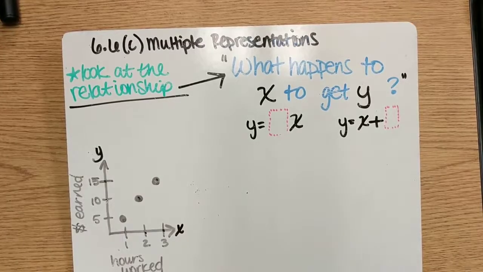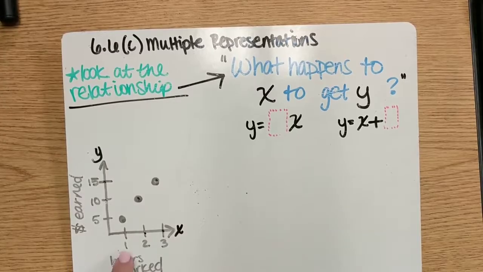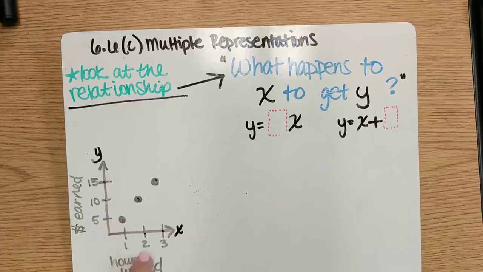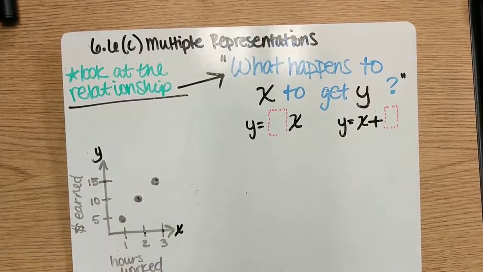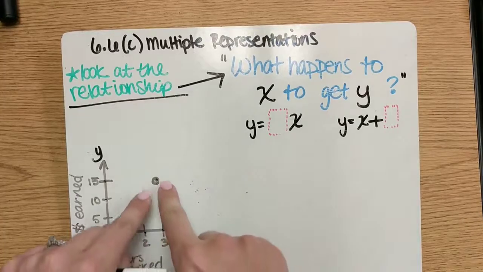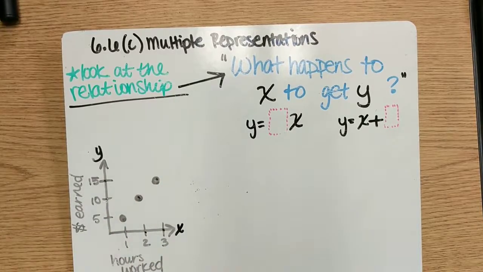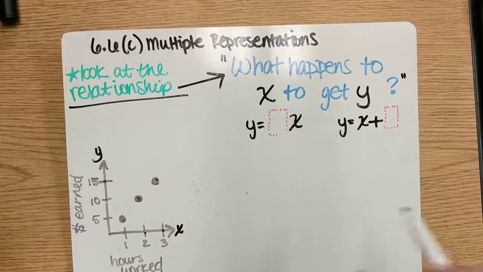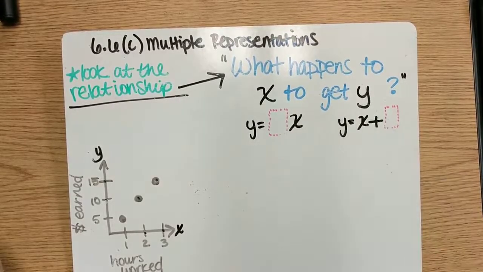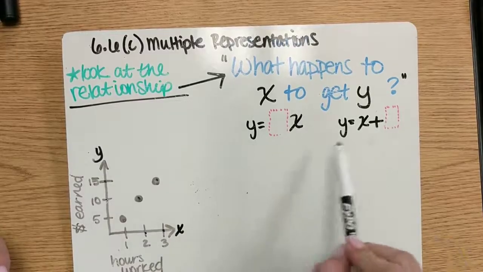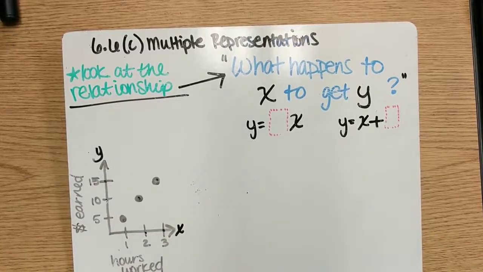So a word problem could be about babysitting. If I babysit for 1 hour, I get $5. If I babysit for 2 hours, looks like my dot's at $10. 3 hours, looks like I get $15. Okay, so let's talk about what is happening to x to get to y. Ultimately, we're wanting to figure out one of these two equations for it.